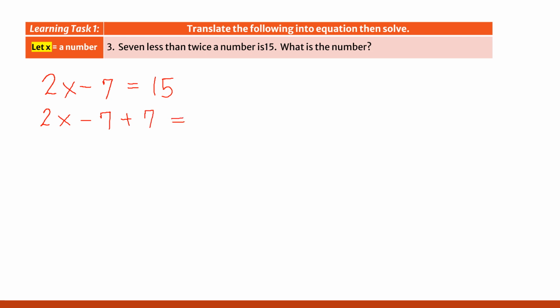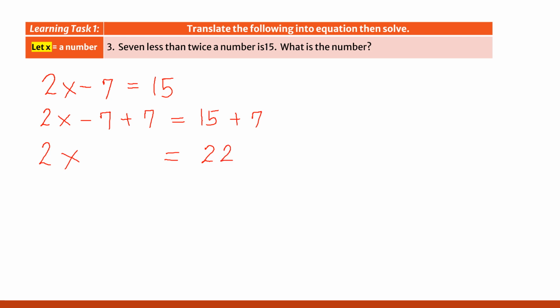Then equals, anong ginawa natin sa kaliwa? Nag-add ng 7. So on this side, sa kanan, it's 15 plus 7. Okay? Now, negative 7 plus 7 obviously is 0. So ang natira dito ay 2x. Okay? Then sa kabilang side, 15 plus 7, the answer is 22.